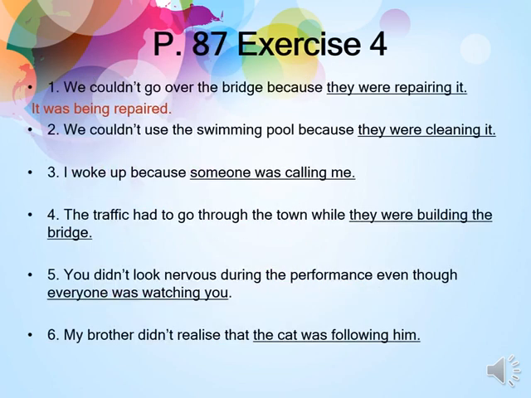For this exercise, you would notice it's also about active and passive. So we need to do the underlined sentences in passive. So as the first one, instead of saying we couldn't go over the bridge because they were repairing it, we don't know who they are, so we would say it was being repaired. You see that the tense here is past continuous. That's why we have the magic word "being". We should also add "being" for all these sentences below. So the helping verbs, the auxiliary verbs, will be either "was" or "were".